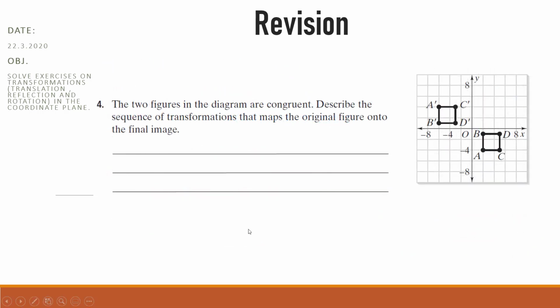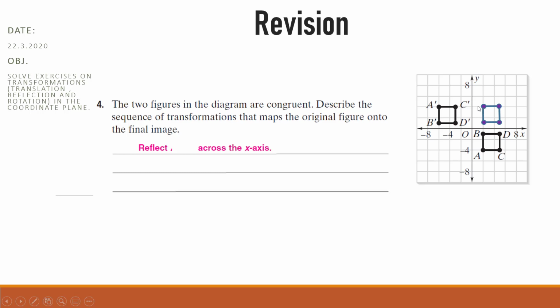In question number 4, the 2 figures in the diagram are congruent. Describe the sequence of transformations that maps the original figure onto the final image. Start with the original figure and reflect across the x-axis. If we reflect it across the x-axis, we will get this figure. Now if we reflect this image across the y-axis, we will get this figure. Oh, that's not the image. So that's wrong. This is not reflection across the y-axis.